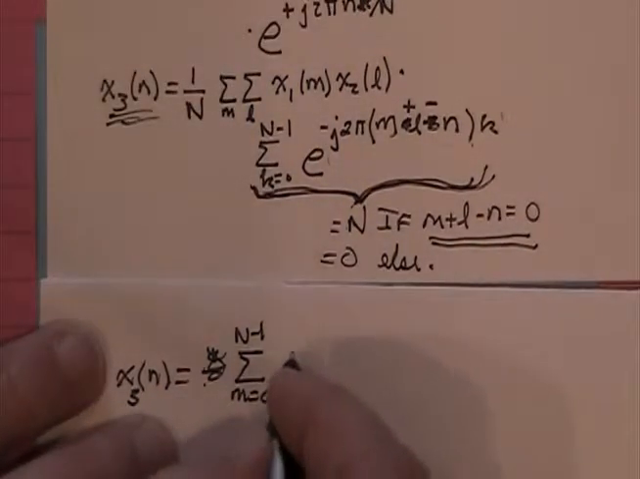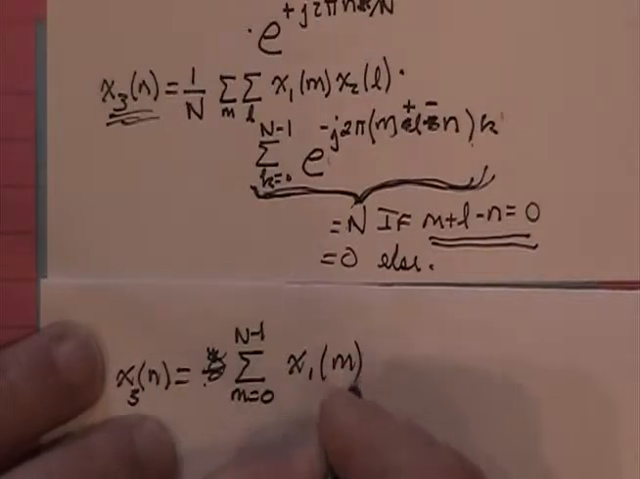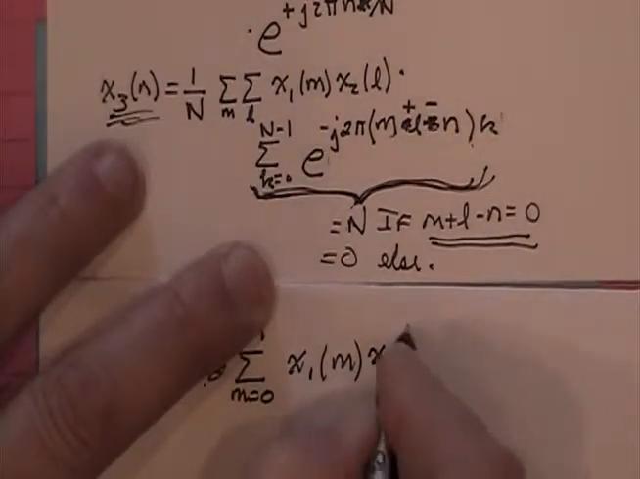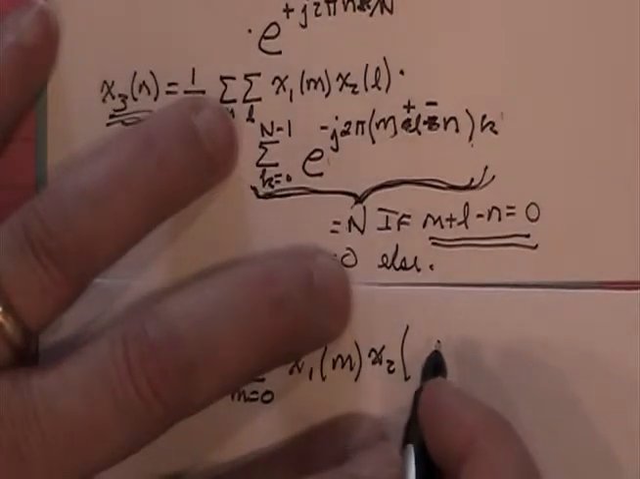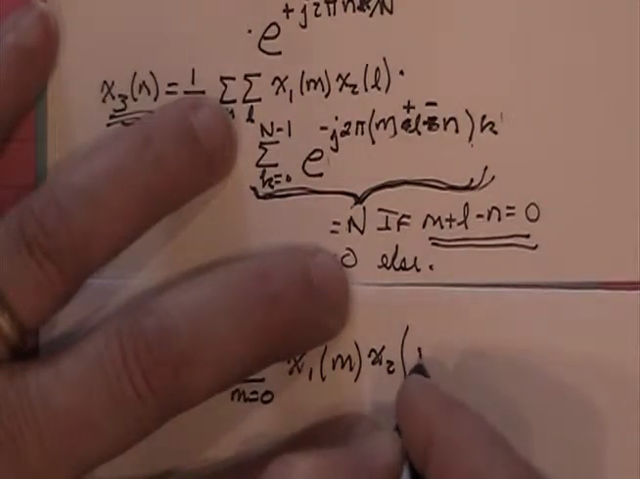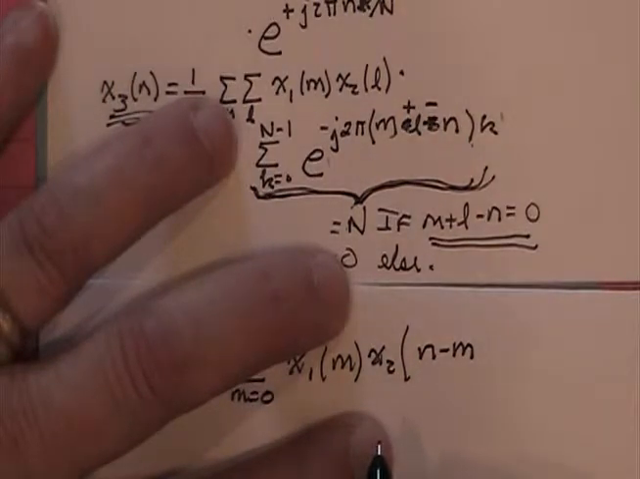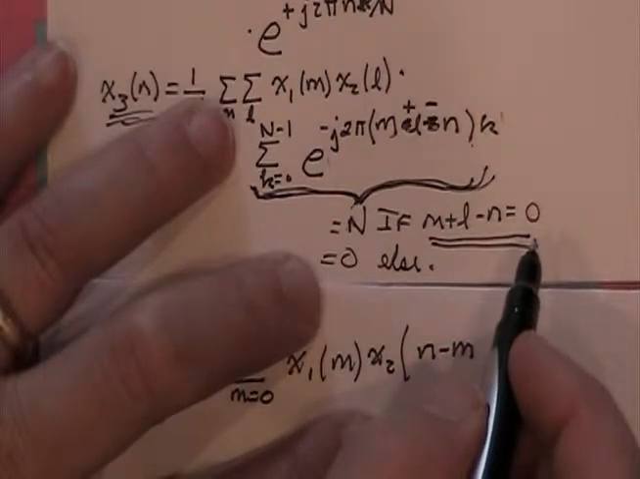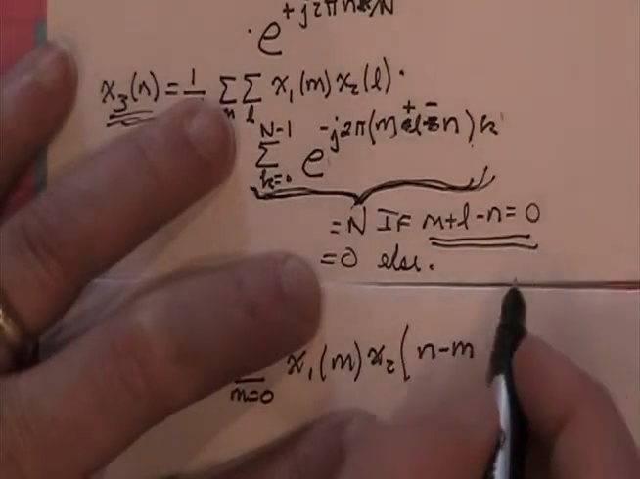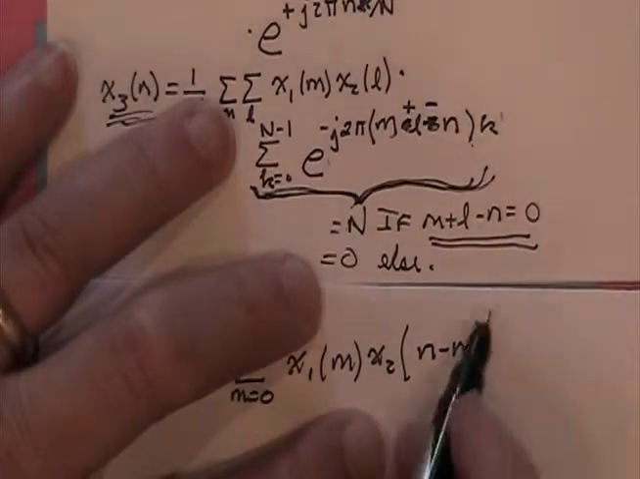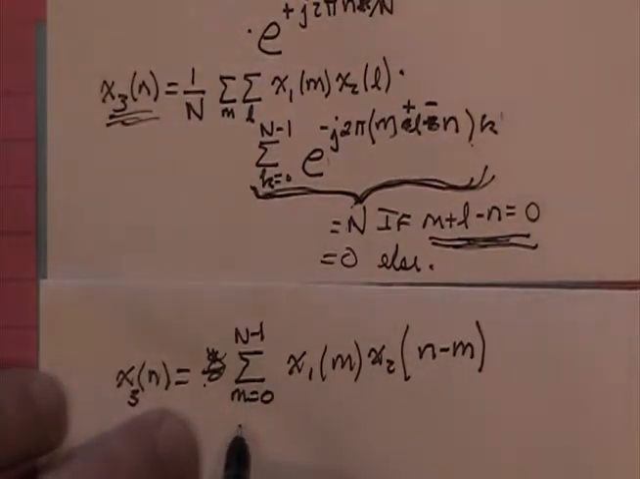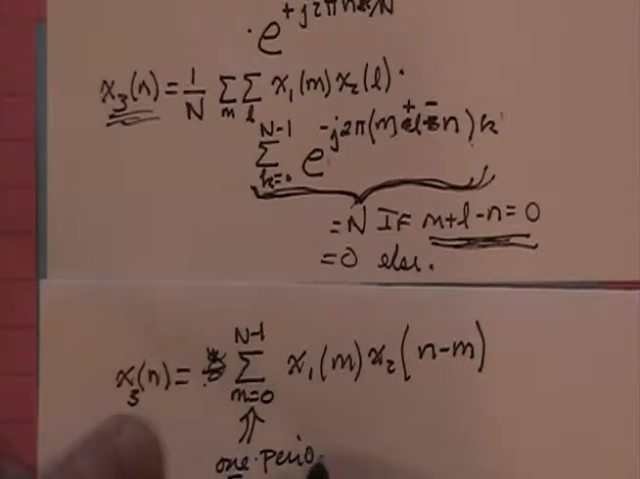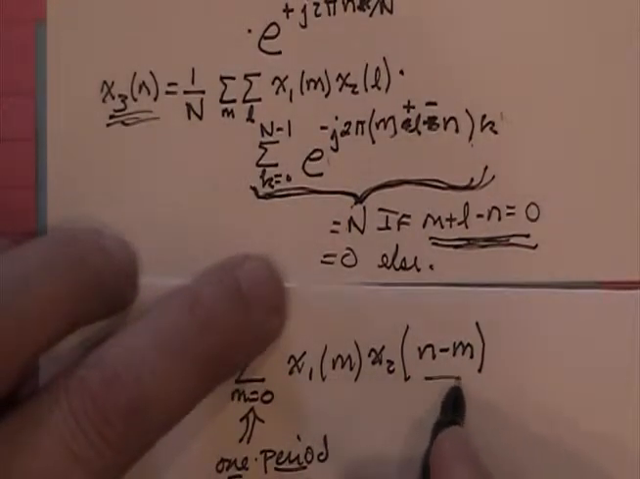So here I'm going to have x1 of m, and then I'm going to multiply that by x2, but I'm not going to take every single value of L. I'm just going to write down the one that lives, right? And so this ends up being x2 of n minus m, right? Okay, that's what we came up with here. And there's a result that looks a lot like convolution. It's convolving over one period, right? Okay, and this part here, I got to be a little worried about, right?